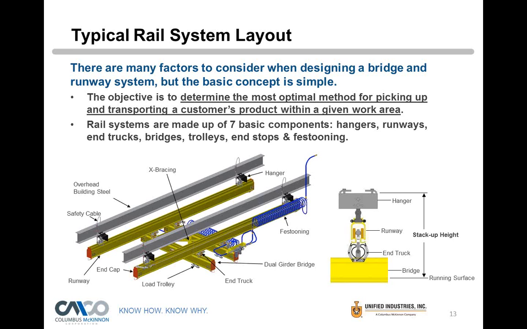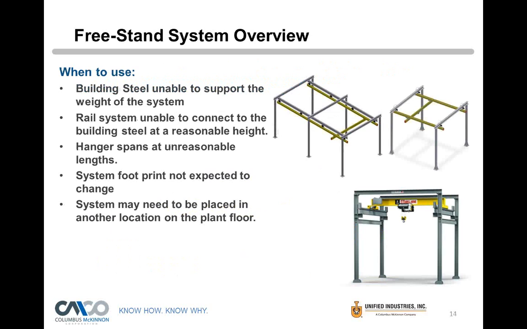The other option, if you're looking for a bridge and a runway system, would be the freestanding structure. As you can see, these are a couple different versions of freestanding structures. We use these when the building steel is unable to support the weight of the system, so you wouldn't have strong steel up there. You'd consult with your facilities engineer. This would be a time where you want to consider a freestanding structure.